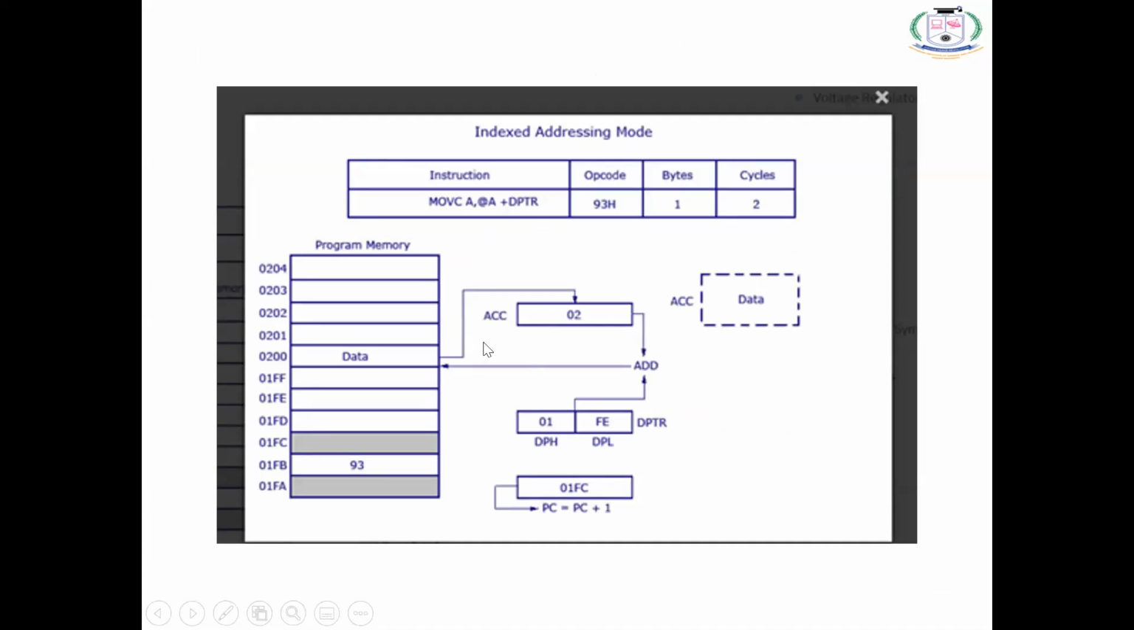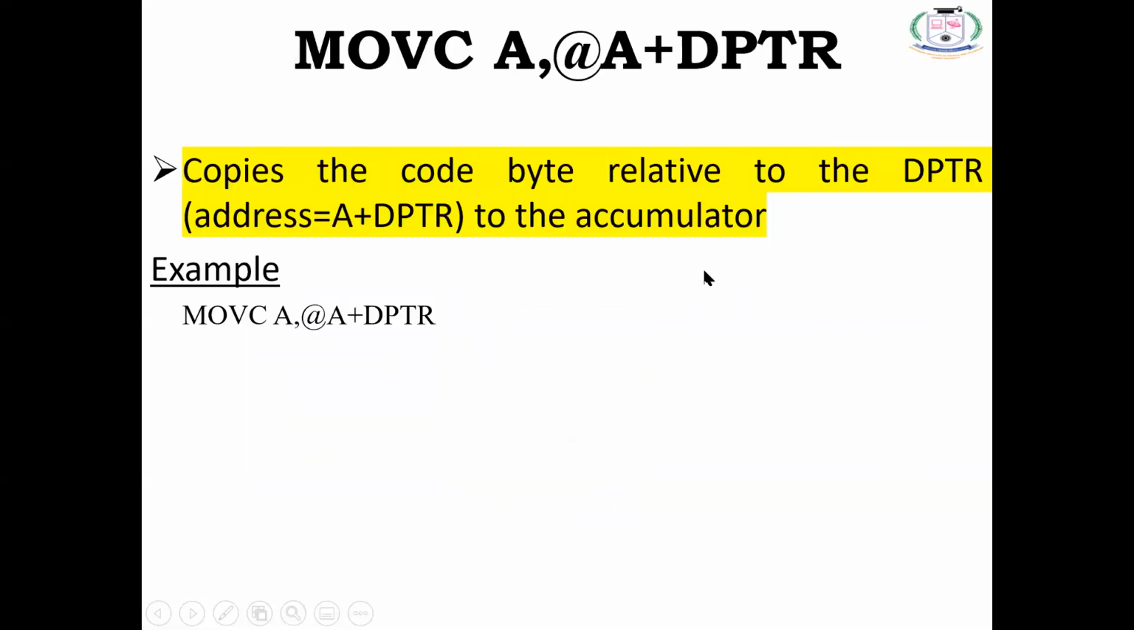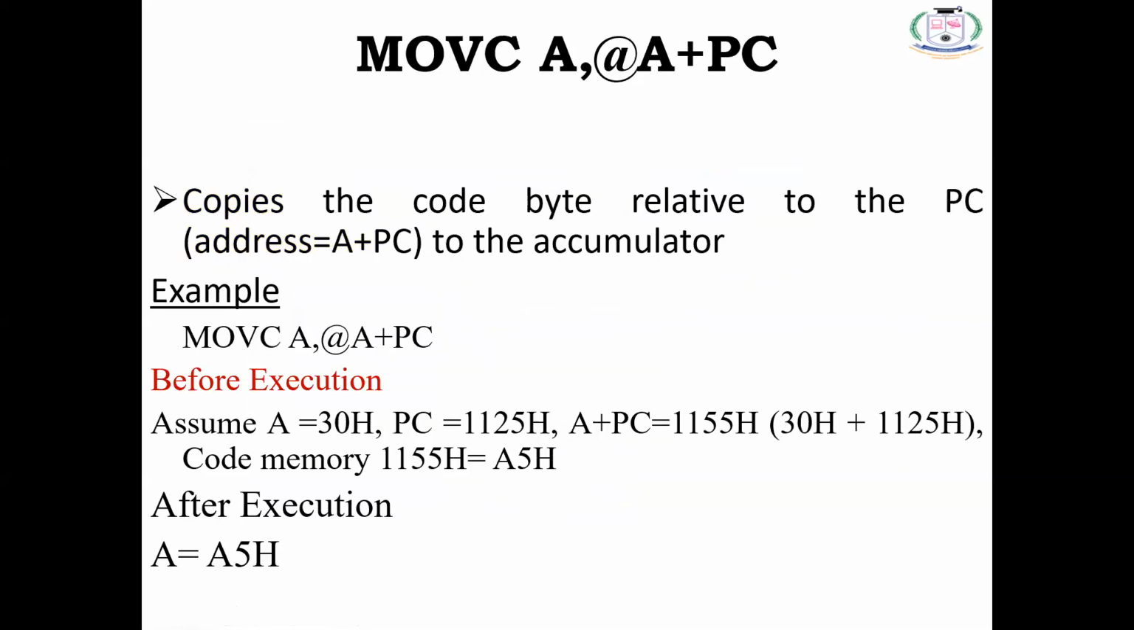Same example. What is my accumulator value? 02. DPTR, what is the value? 01FE. Both will be added. Both added means what is the value? 0200. That is my program memory location. So what is the data in program memory? That data will move to the accumulator. So I can use this instruction.